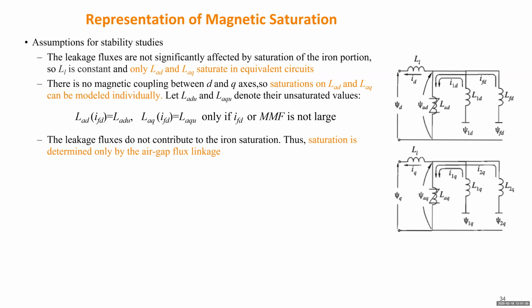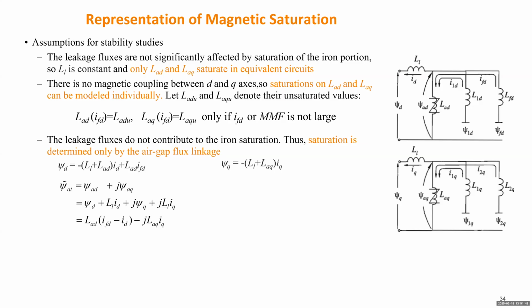Another assumption is the leakage fluxes do not contribute to the air saturation. So the saturation is determined only by the air gap flux linkage. So what does this one mean? Okay, it means the flux linkage in D and Q axis can be calculated by those two equations, and the total flux linkage in the air gap needs to consider both psi D and psi Q. We can treat psi D and psi Q as two components in two orthogonal directions.